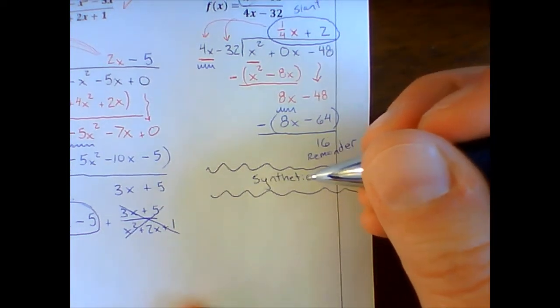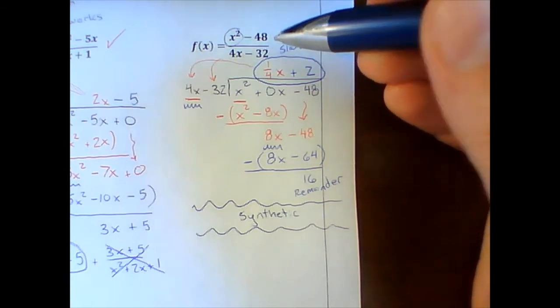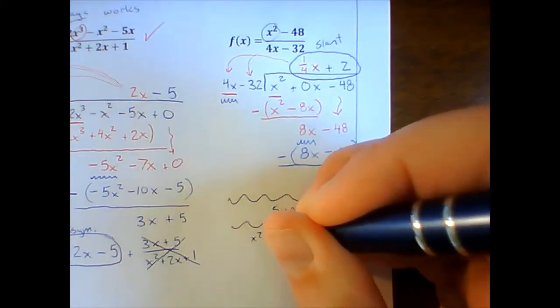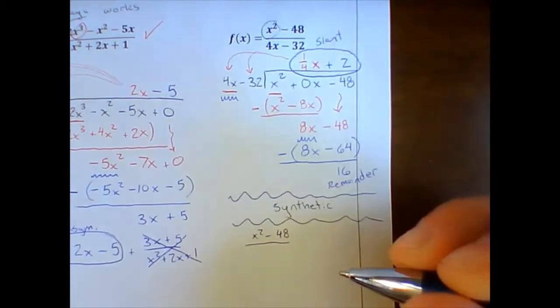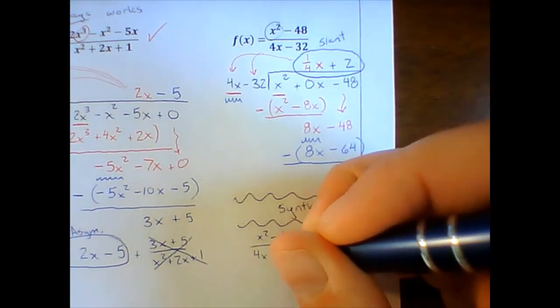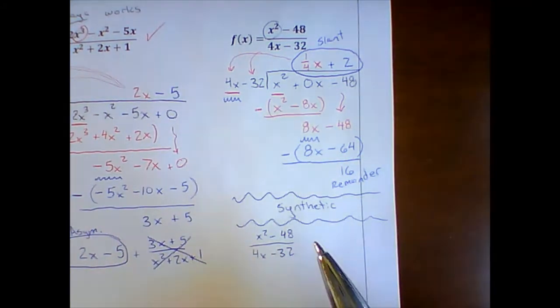But this workaround isn't bad. In fact, you've done parts of this already. So here's our equation, x squared minus 48. Now on the bottom, I'm going to factor out that 4. So we've got a 4x minus 32.